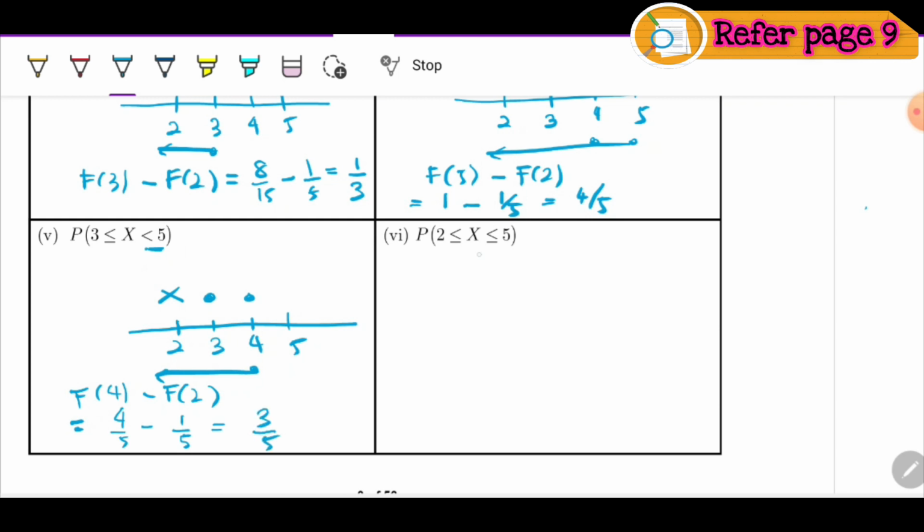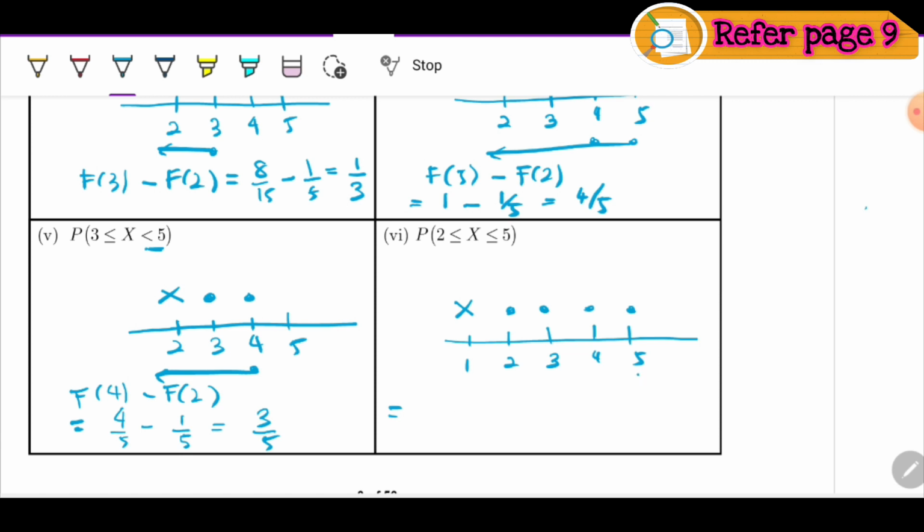Question number 6. Find the probability between 2 and 5, both included. So draw a number line. 2, 3, 4, 5. So we can put 1 here. So what we want is 2, 3 until 5. So we don't want x less than or equal to 1 here.